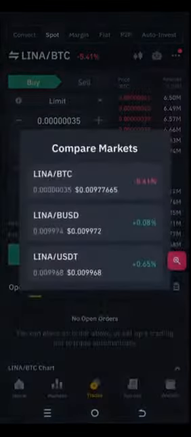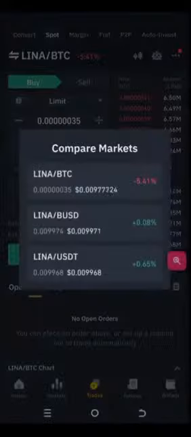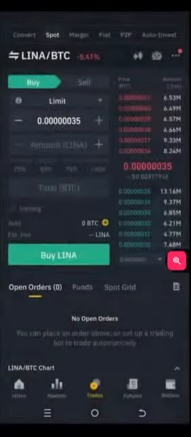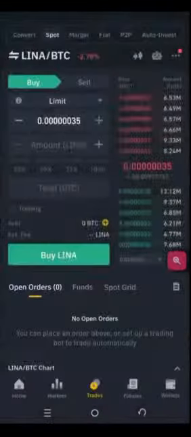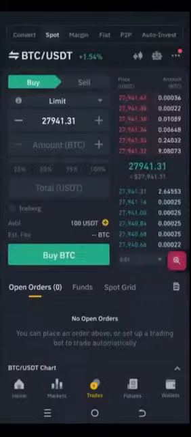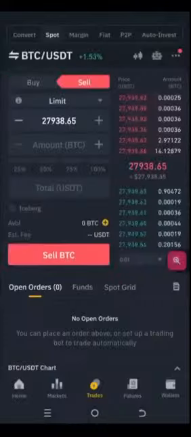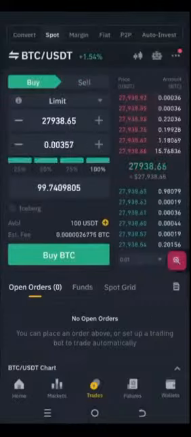So you can see that in the compare markets, we've got Lena BTC at 0.009777, and we have Lena USDT at 0.0099. So obviously we got to start with BTC. Okay, so for us to do that, what are we going to do? We need to quickly go and buy BTC. But let's do that with simulation first, okay? So let's go over to BTC, and then we're just going to pick up $100 worth and see how this is going to play out.